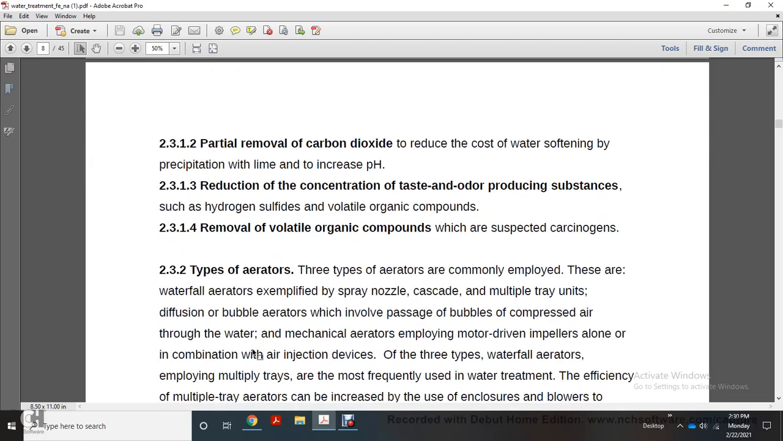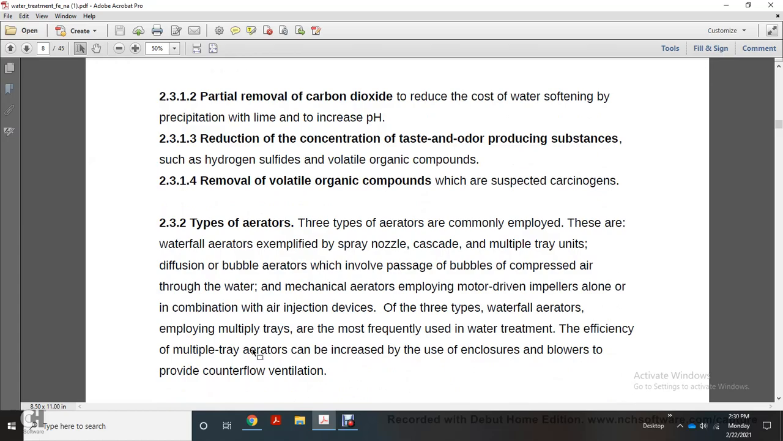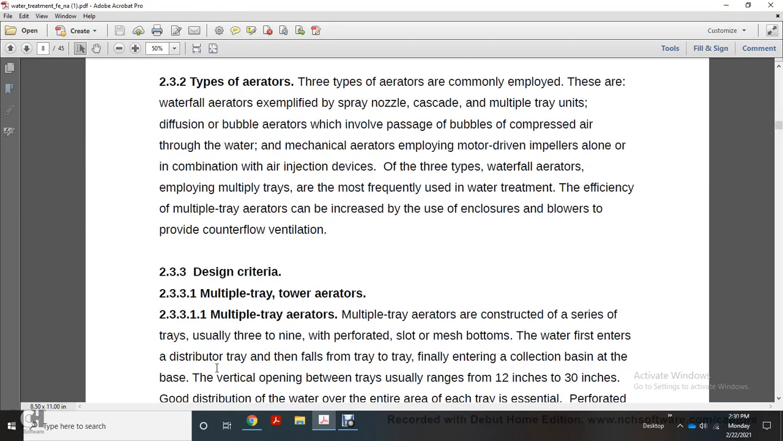Types of aerators. The types of aerators commonly employed are waterfall aerators, exemplified by spray nozzles, cascades, and multiple tray units; diffusion or bubble aerators, which involve passing compressed air bubbles through the water; and mechanical aerators employing motor-driven impellers, along with a combination of air injection devices. The waterfall type aerator employing multiple trays is most frequently used in water treatment. The efficiency of multiple tray aerators can be increased by using enclosure blowers to provide counterflow ventilation.